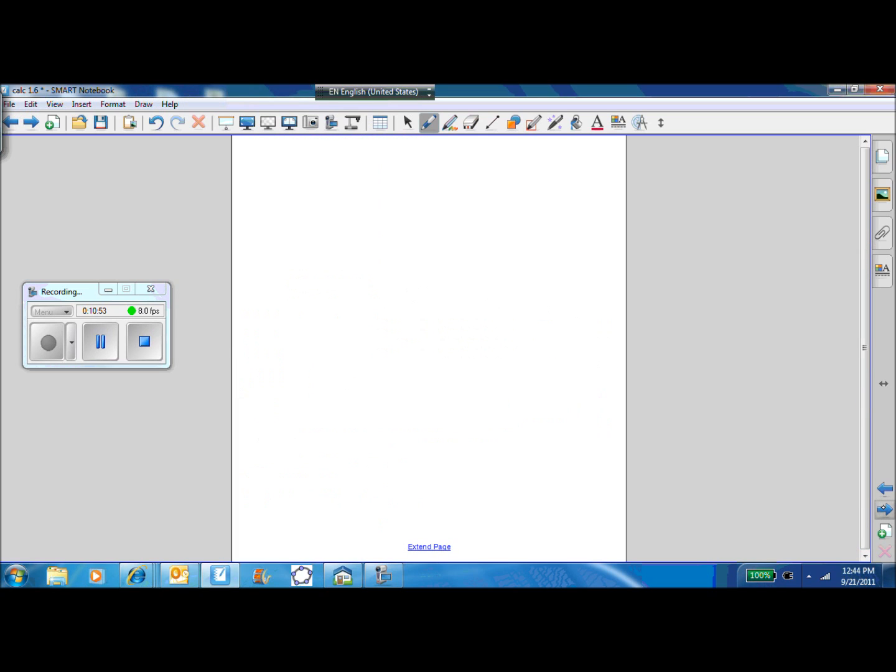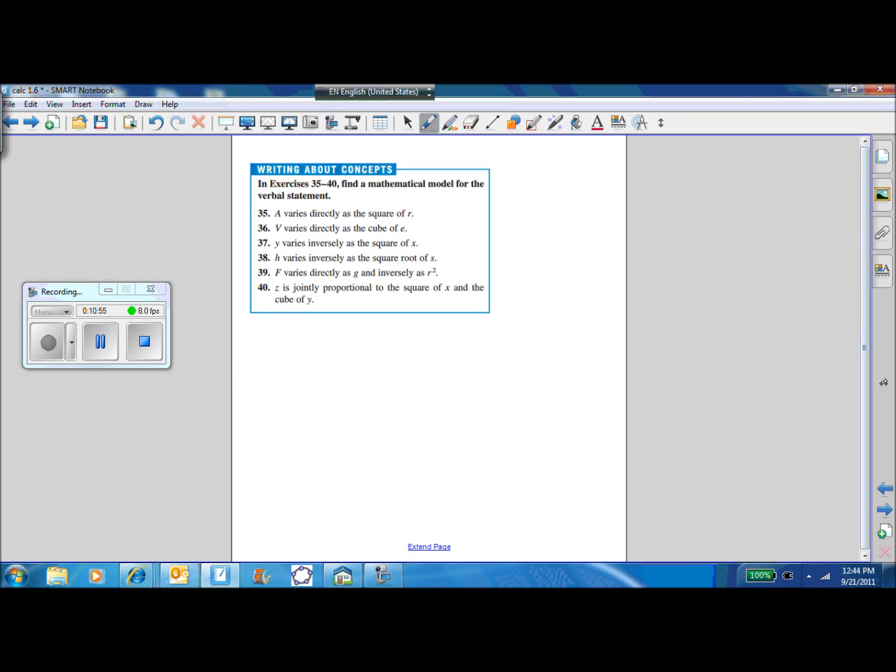Now let's do a little bit of extra work with actually turning some of these things into equations. Find the mathematical model for a verbal statement. I made a bunch so that we could always come back to these later. Let's look at this: h varies directly as the square root of s. So that means h equals k times the square root of s. That's it, just translating. Well, v varies directly as the cube of e. v equals k times e cubed.